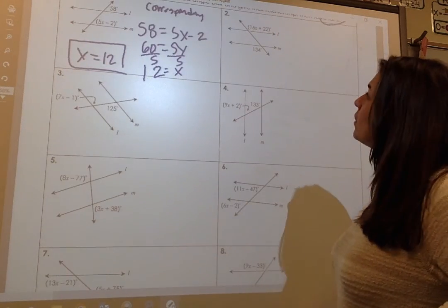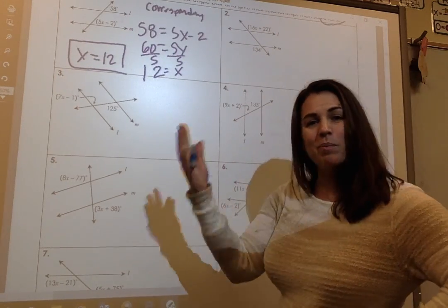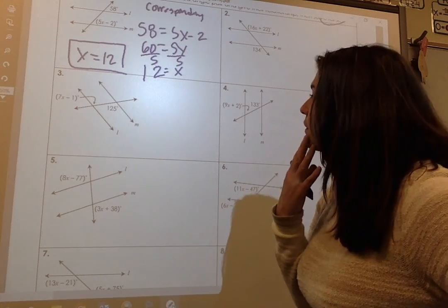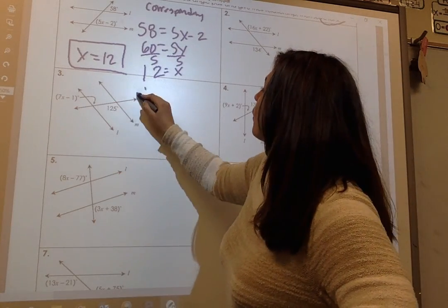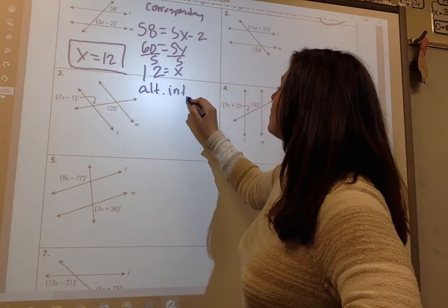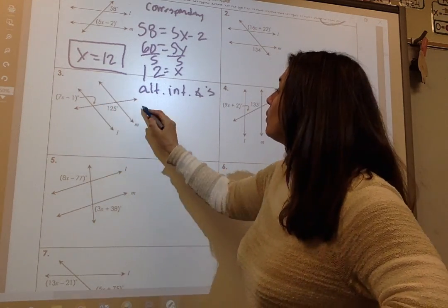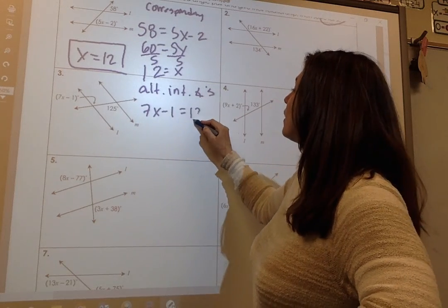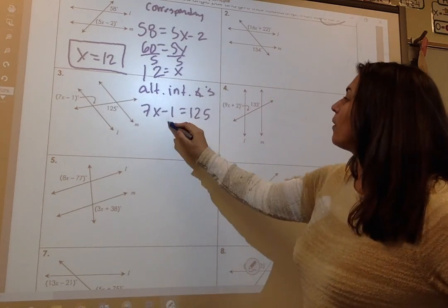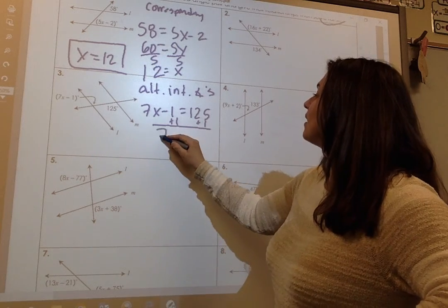All right. Let's go down to number 3. I'm not going to do all of these because we've been over angles and we already know how to solve algebraically. So number 3, they're alternating interior angles. Okay, that's the relationship. I know alternating interior angles are equal to each other. So 7x minus 1 equals 125. So here I'm going to add 1 on both sides.